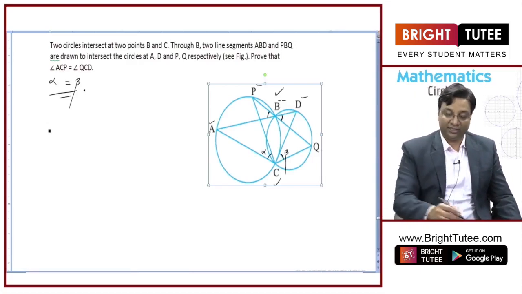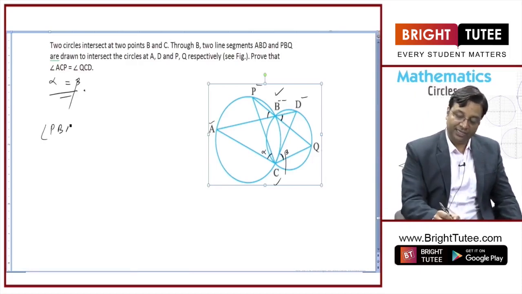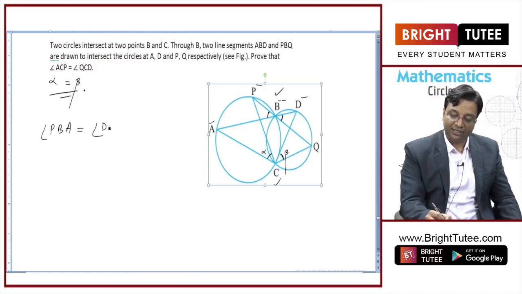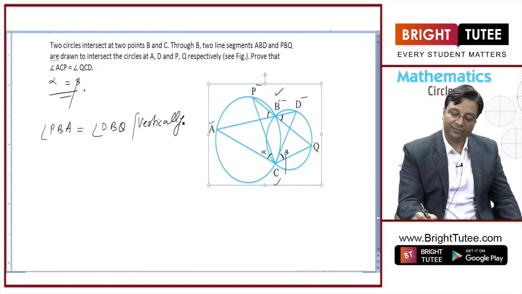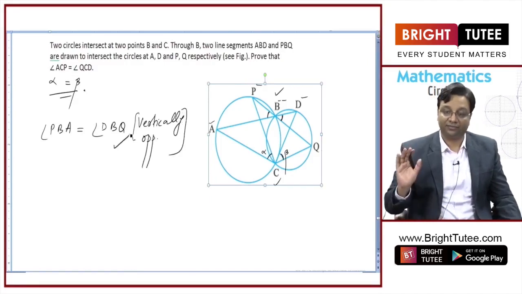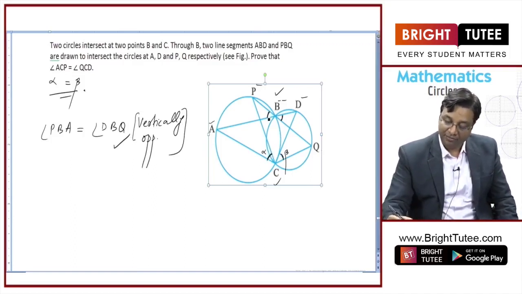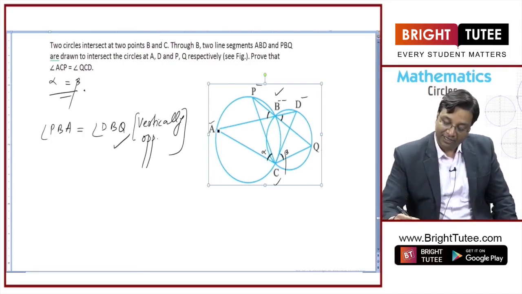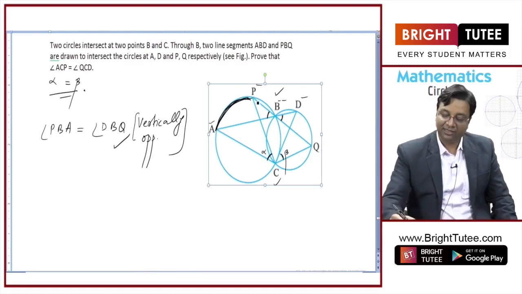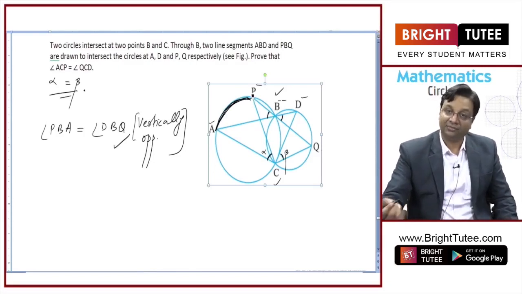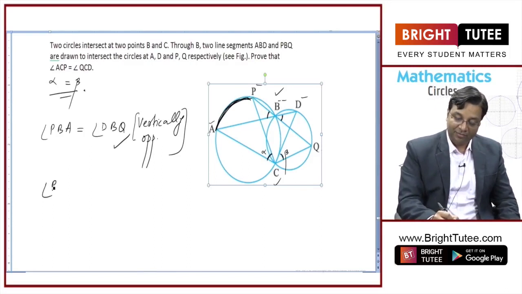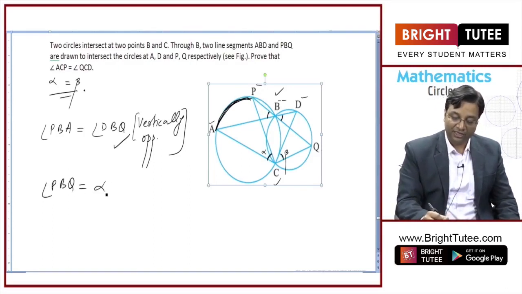Yes, these are equal. So why? Because these are vertically opposite angles. So angle PBA is equal to angle DBQ. Why? Because these are vertically opposite. Once you know this much, this question is done. Why? Because this angle alpha and this angle PBA are subtended by this arc AP on the same circle in the same segment. So angle PBA is equal to angle alpha.